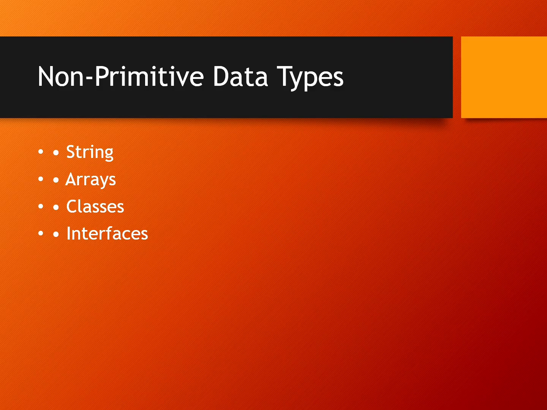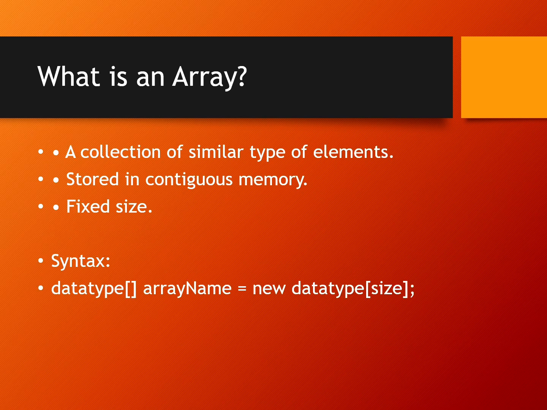Now coming to non-primitive data types, these are more complex data types and they include strings, arrays, classes, and interfaces. Unlike primitive data types, these are objects in Java.